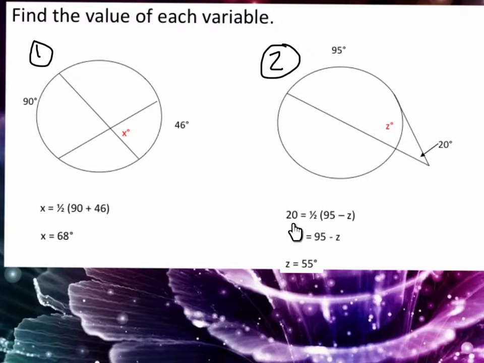So 20 goes here. You're taking half of the major arc minus the minor arc. So you multiply by 2 to both sides to get 40, subtract 95, then make sure you transfer over the negative because you can have negative degrees, and z ends up being 55 degrees. Hopefully you got those correct, and if not, then you should have some questions to ask me in class tomorrow.